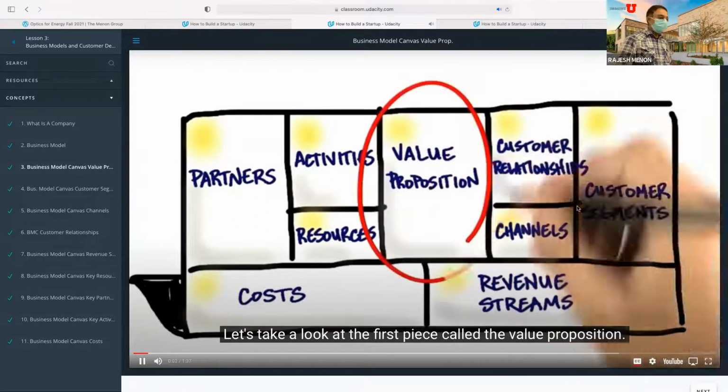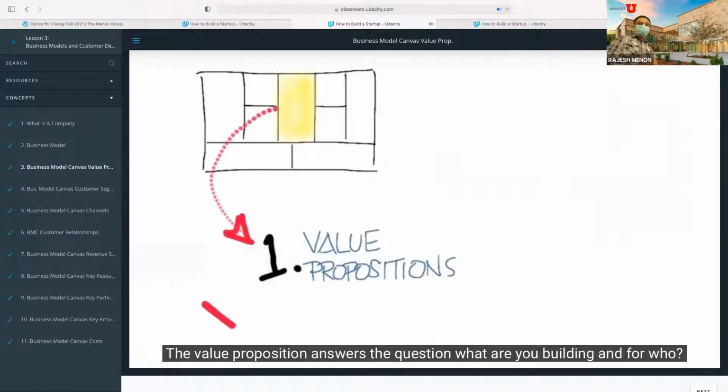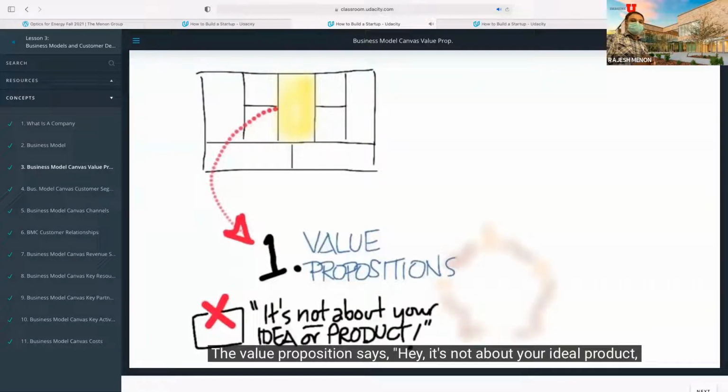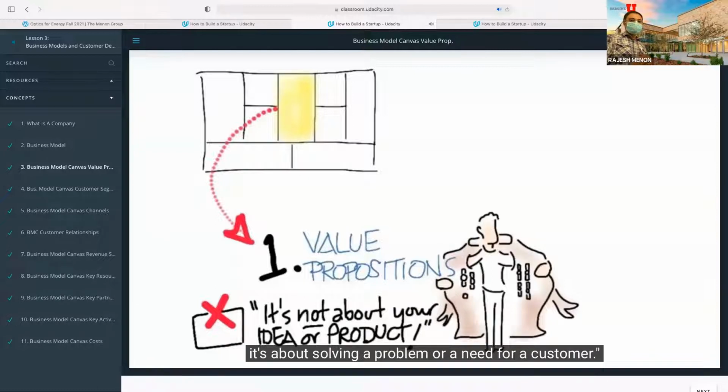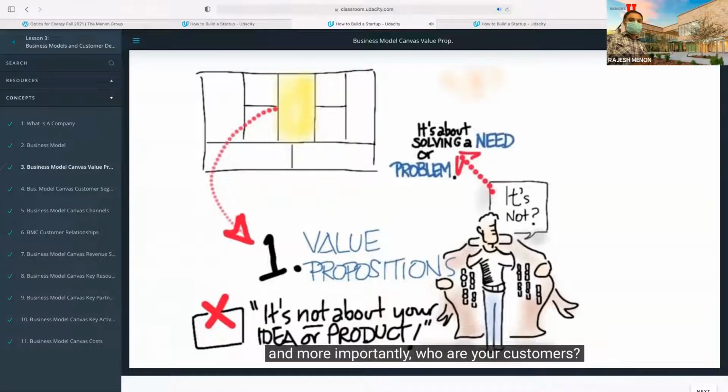The first piece called the value proposition. The value proposition answers the question, what are you building and for who? The value proposition says, hey, it's not about your idea or product. It's about solving a problem or a need for a customer. That is, what pain are you solving? What gain are you creating? And more importantly, who are your customers?